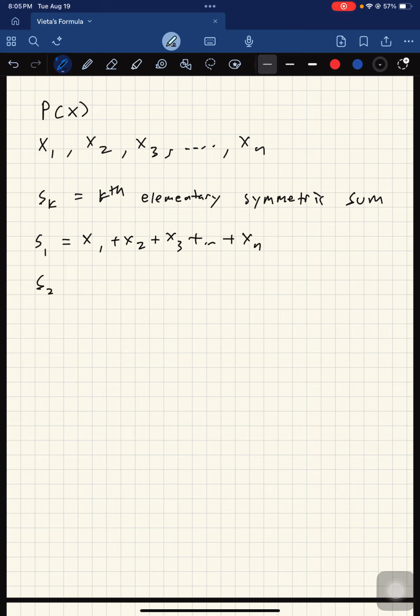And then what about S2? Well, S2 is going to be equal to the sum of all possible pairwise products of the roots. So imagine instead of adding each individual term together, you're going to group two roots together at a time, and then you're going to take their products, and then you're going to sum every single one of these paired products together. So it looks like this.